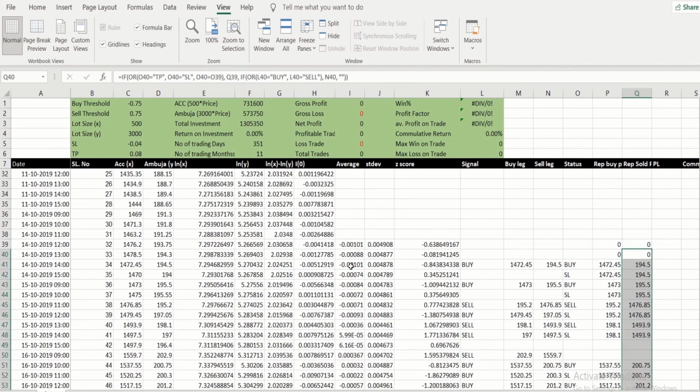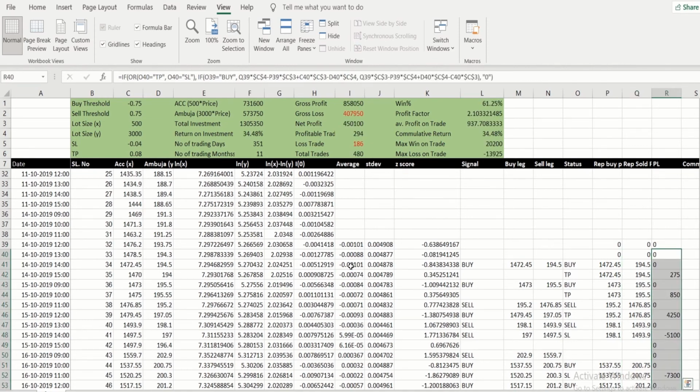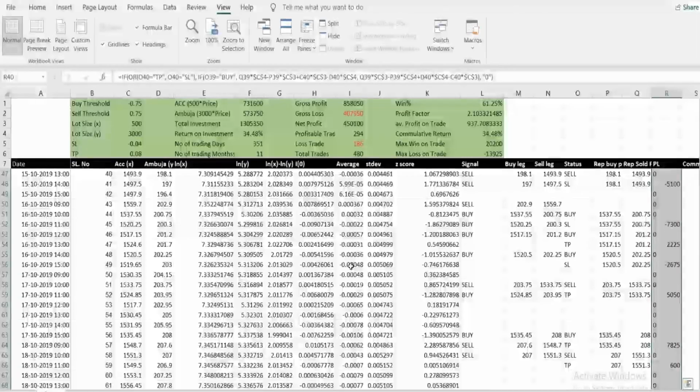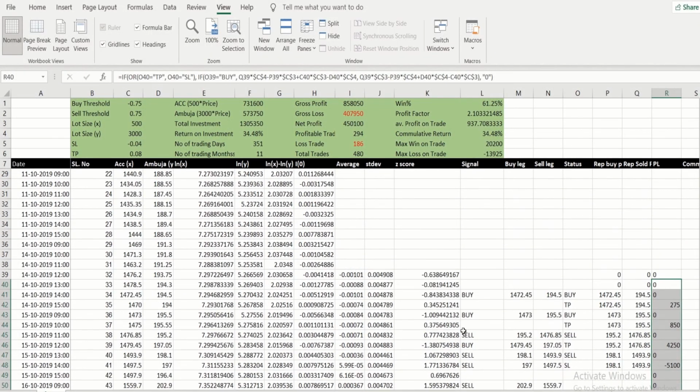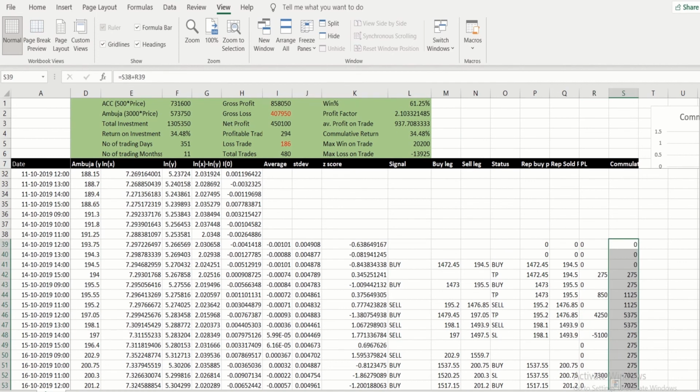Now let's move to column R, which shows the profit and loss status of the trade. Here profit and loss is calculated only when we have squared up our positions. Now finally in column S, we are calculating the cumulative profit of this trading system.